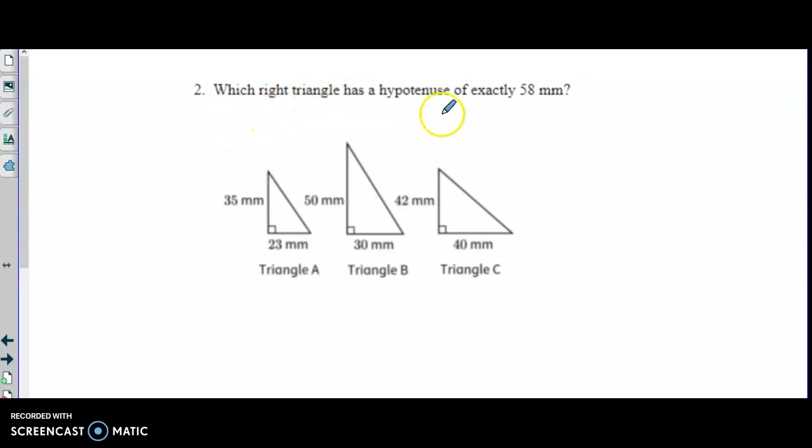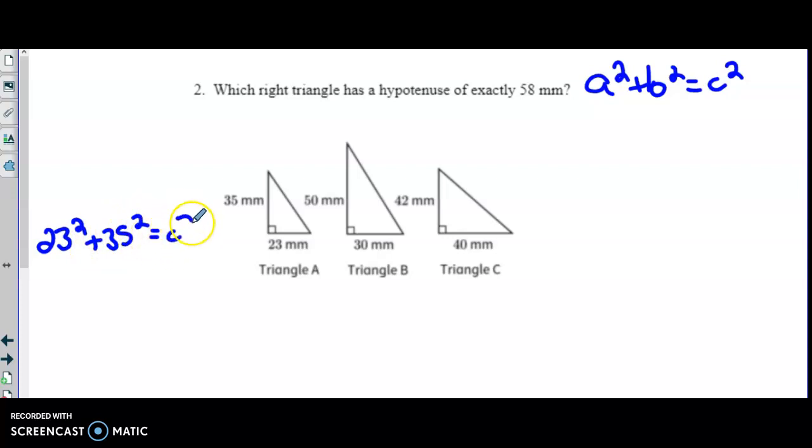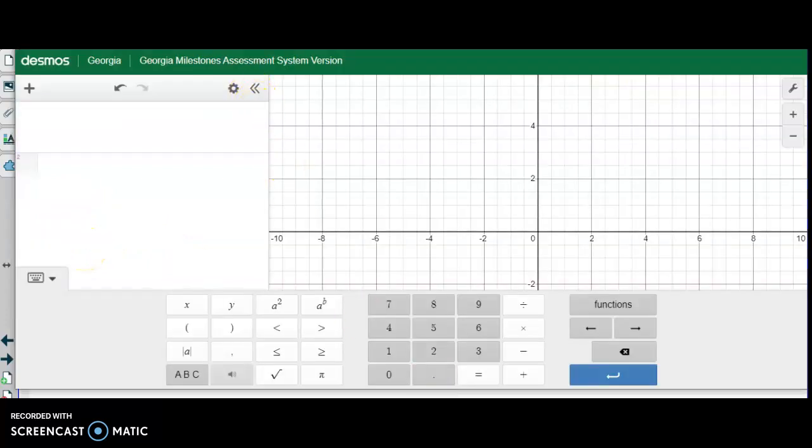Which right triangle has a hypotenuse of exactly 58 millimeters? Okay, so we just have to try each of these. We're going to plug each of these into the Pythagorean theorem, which is A squared plus B squared equals C squared, and we'll see which one works. So I'm going to do this blue one first. 23 squared plus 35 squared equals C squared. And then I'm going to solve it. So I'm going to do 23 squared plus 35 squared in my calculator.